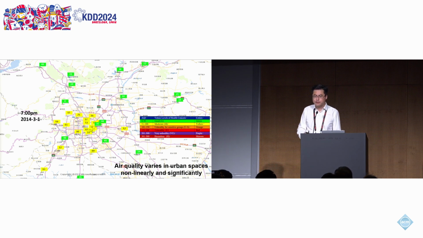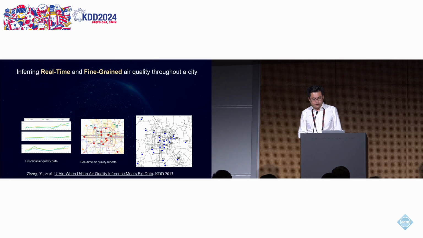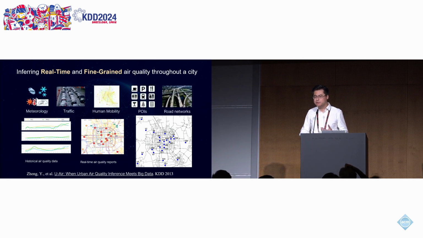According to the statistics on the data, we computed the deviation of the air quality index reported by the 22 stations at the same time interval over a period of 3 months. You can see the average deviation of the readings from the stations could be more than 70, and the maximum may be 100. That's over 2 or 3 levels of air pollution. So to address these issues, we infer the real-time and fine-grained air quality throughout the entire city based on the readings from the existing stations, combined with a variety of data sets we observe in the city, including meteorology, traffic, human mobility, point of interest data, and the road network data.